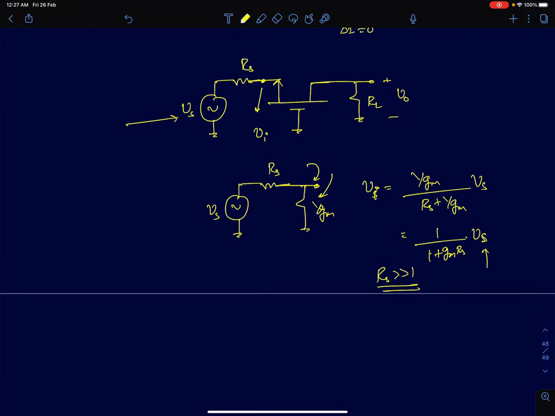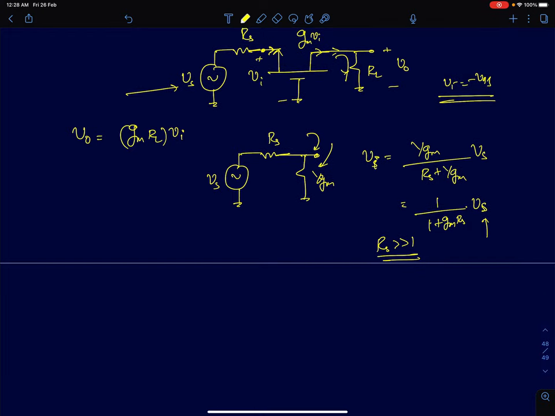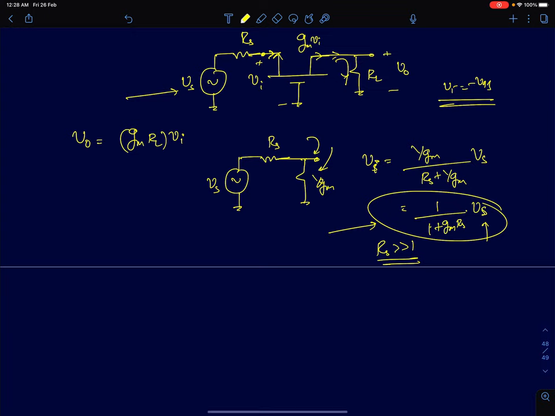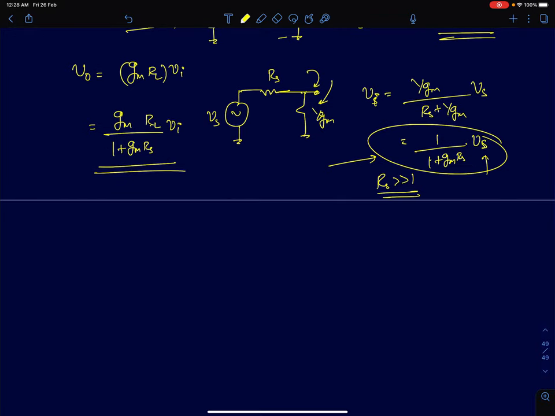Now I told you, if you ignore R0, if you apply a voltage Vi between source and gate, you can imagine a current gm Vi flowing from source to drain. Here Vi is minus VGS, so that's why I've assumed the small signal current to flow from source to drain; the value of that current will be gm Vi. Now that current will directly flow into the load resistance and create a voltage drop of V0 equals gm RL times Vi. Now I just need to substitute Vi with this expression. So I'll simply get the expression as gm by 1 plus gm Rs into RL into Vs. This is the expression for the voltage gain of a common gate amplifier in the presence of both load and source resistance.